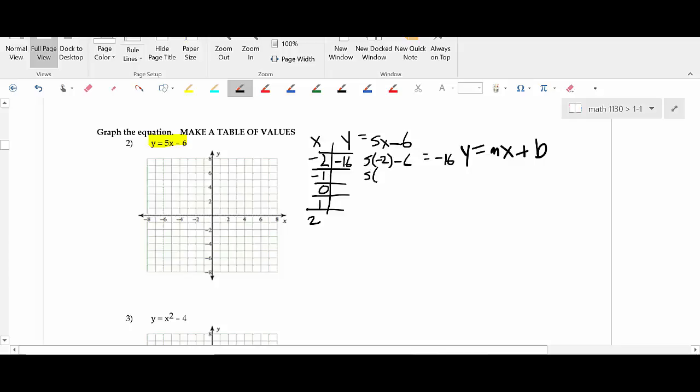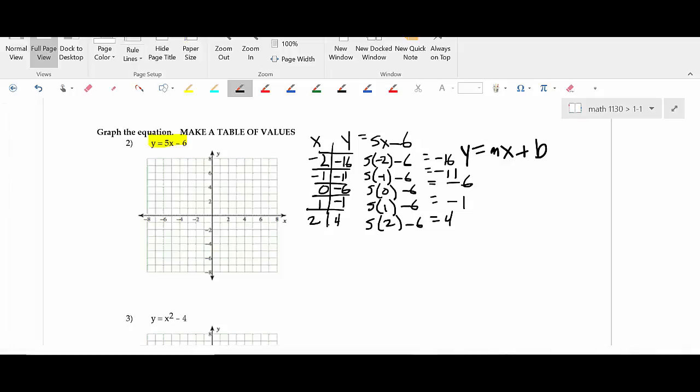Then we're going to do 5 times -1 minus 6. So that's -11. And then 5 times 0 minus 6 is -6. And then plug in 1, so that's 5 times 1 minus 6, so that's -1. And then plug in the 2, you would have 5 times 2 minus 6, so that's equal to 4. So that's your arithmetic, okay? Now here's what happens on a line. You don't need to know this yet, but notice that these things are going up 1, right? What are these going up by?